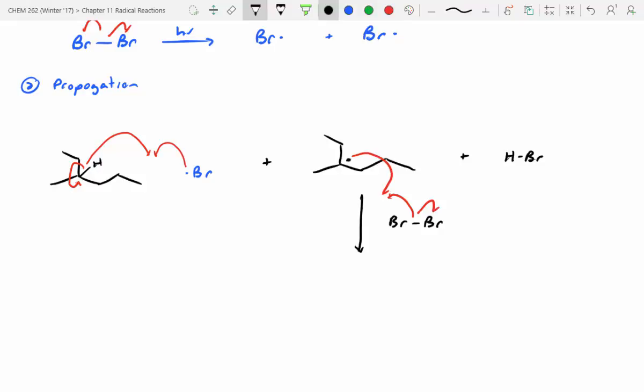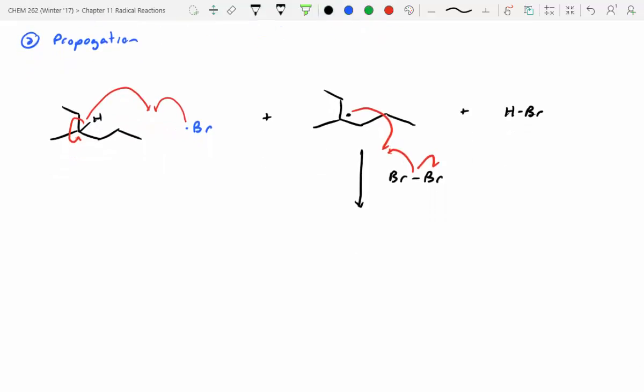However, do you think we're going to get one or two products out of this? Two. Why do you say that? Because we're doing stereochemistry. That's a fair bet. Well, let's think about this, right? We said our radical is going to be trigonal planar. Which means that that radical can form a covalent bond from the top lobe or the bottom lobe, right? So that bromine could be delivered to the top face or bottom face.